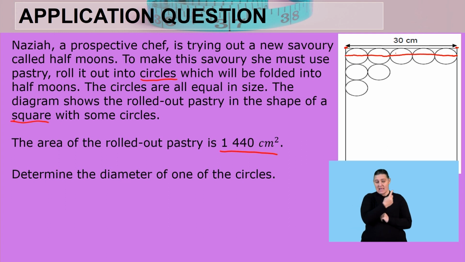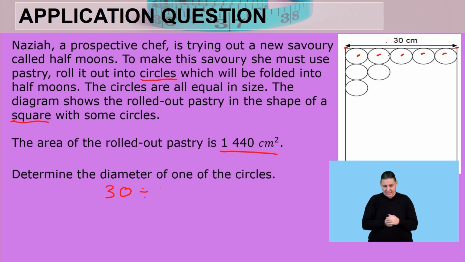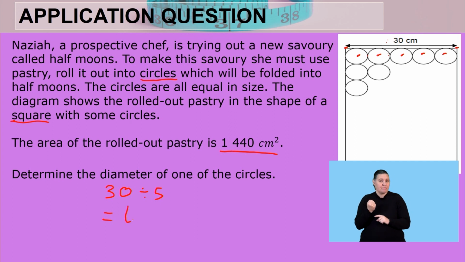That line and this line are the same length. Do you see that? So what I can do is count 1, 2, 3, 4, 5 circles. So if I said the line is 30 and each circle measures 5, 30 divided by 5 gives me 6 centimeters. There we go. Nice.